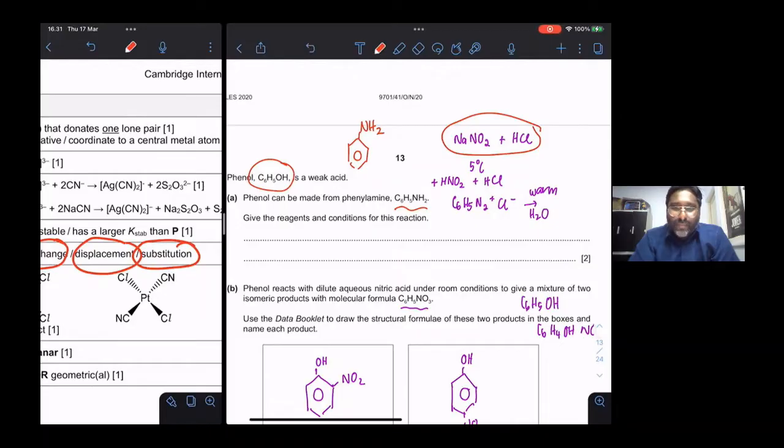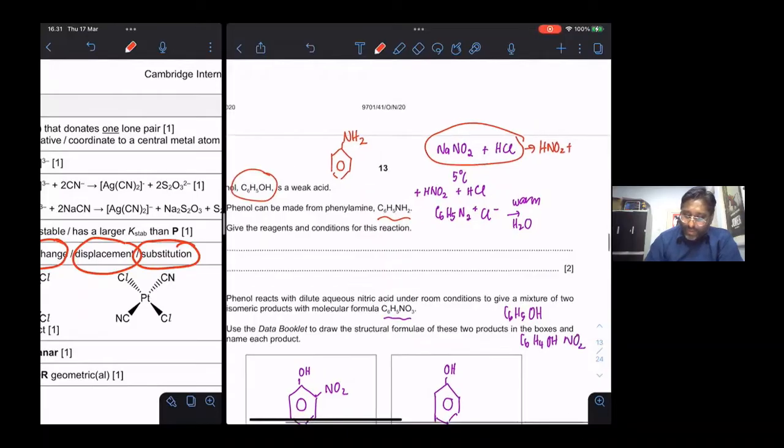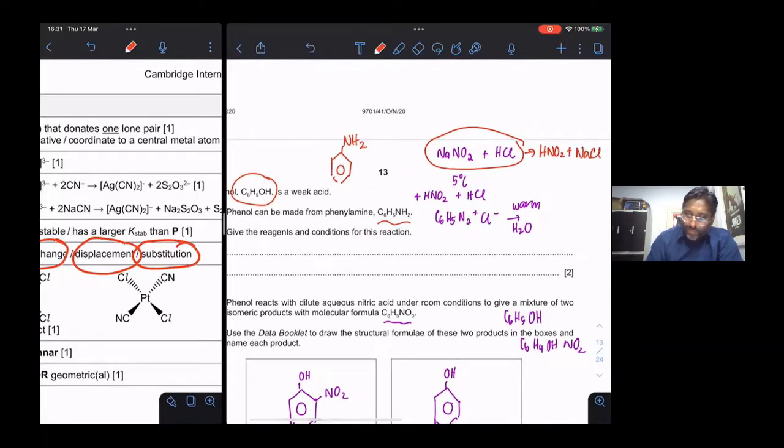And then you react them, and you are going to get HNO2 and then NaCl. This is going to be prepared at 5 degrees Celsius, less than 10 degrees Celsius, because if you use a higher temperature, they are going to decompose to give you N2, nitrogen gas. We don't want that. Once you do that, you are going to get this benzene diazonium salt.